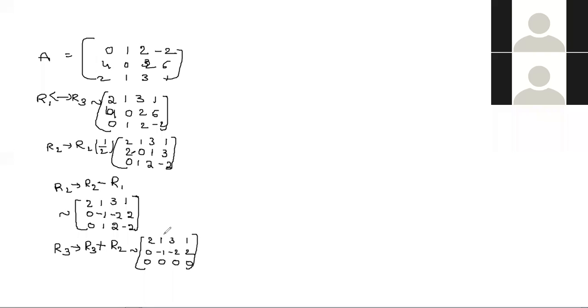Now we need to make these elements zeros by applying column operations, right? So these three elements have to become 0. For that, we apply the operations: I want to make the C2 element 0, and C3 I want to make 0, and C4 also I want to make 0.